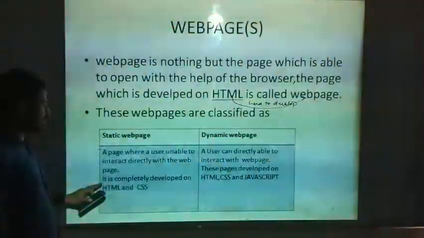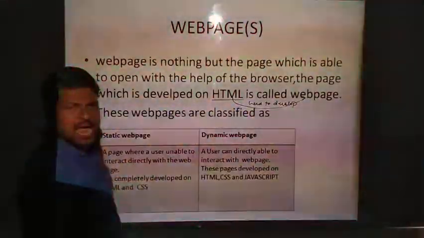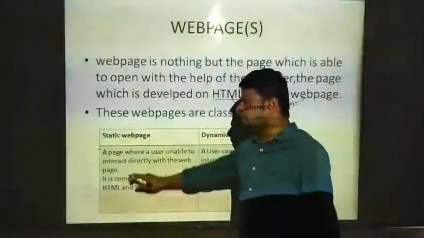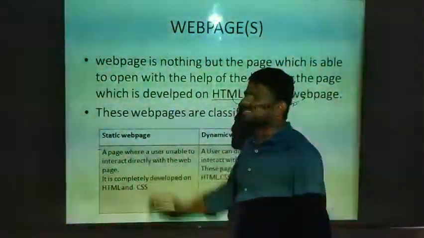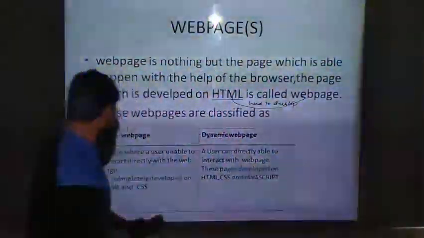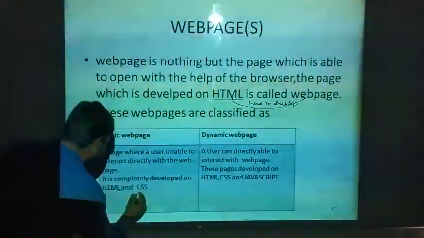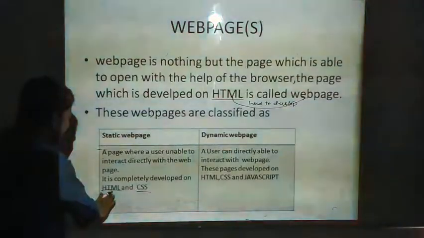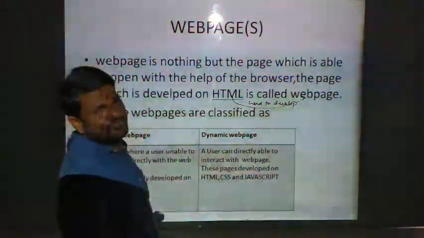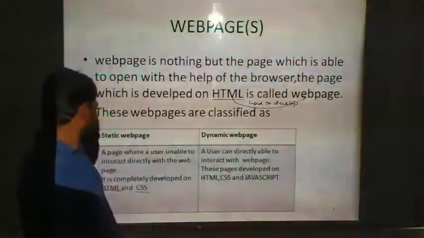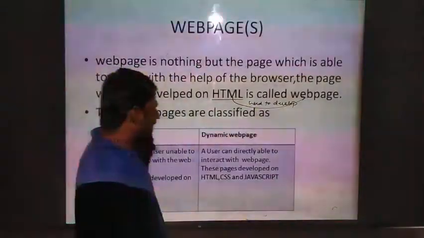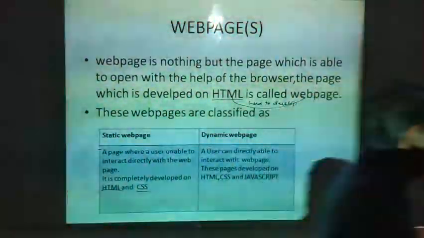What is a static web page? A page where a user cannot interact directly with the web page is a static web page. It is completely developed with HTML and CSS. HTML is in your first unit, and CSS is in a further unit, second or third. CSS means Cascading Style Sheets.